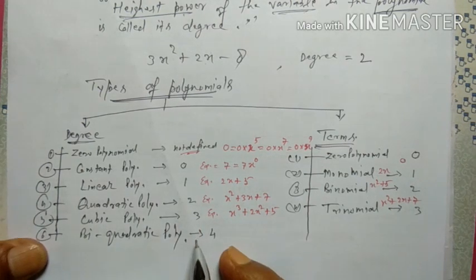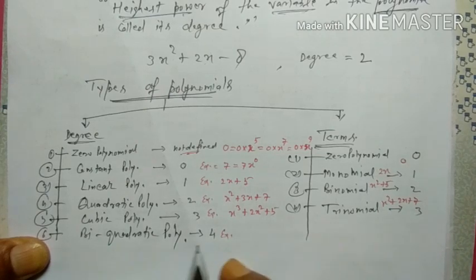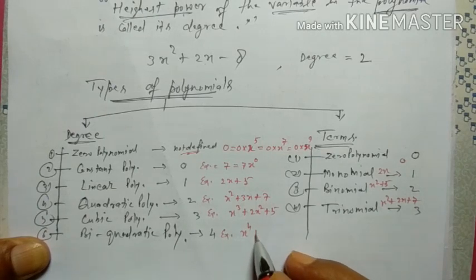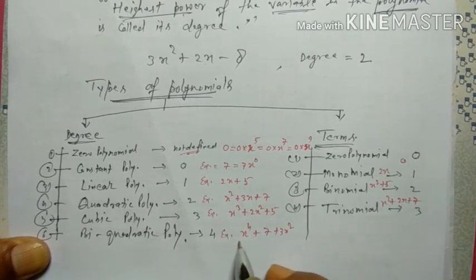And it is known as a cubic polynomial. Biquadratic: the highest power of the variable is 4, for example x power 4 plus 7 plus 3x square. In this polynomial the highest power of variable x is 4, so the degree of this polynomial is 4, and this is known as a biquadratic polynomial.